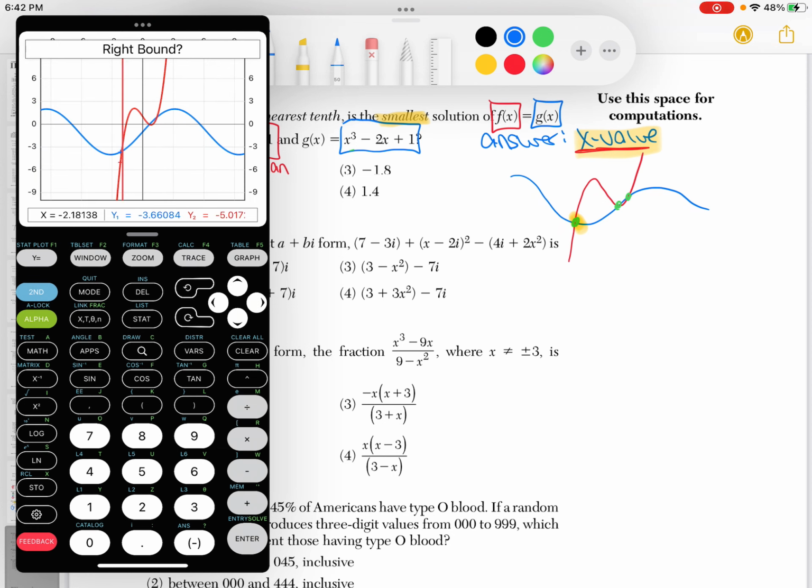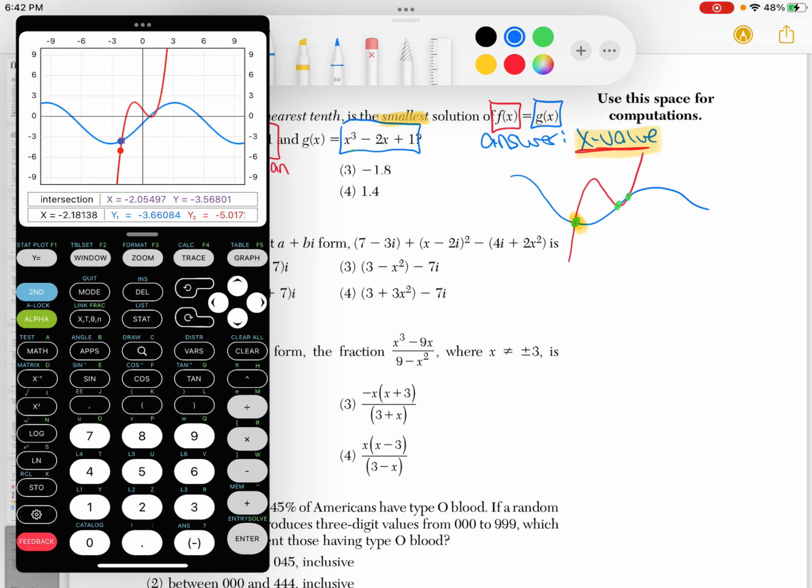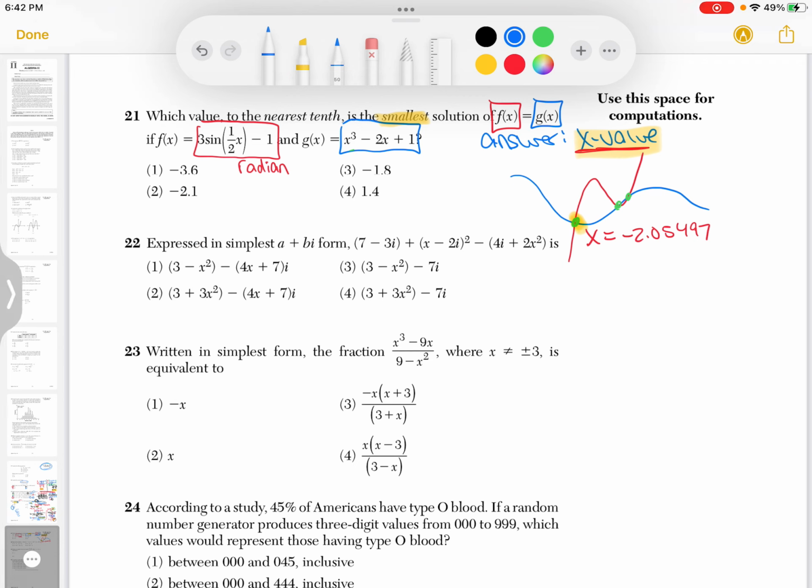So again, you highlight over the intersection point, move your cursor over it, press enter 3 times, and you're looking for the x value. If you look at mine, it says in purple there, the x value of this point is negative 2.05497. Yours might be slightly off because your calculator is estimating as best as it can, but if you look at all of your choices, there's only one that's close, and it's choice 2, because this will round to negative 2.1. It did say in the directions to round to the nearest tenth as well, so we are good to go.